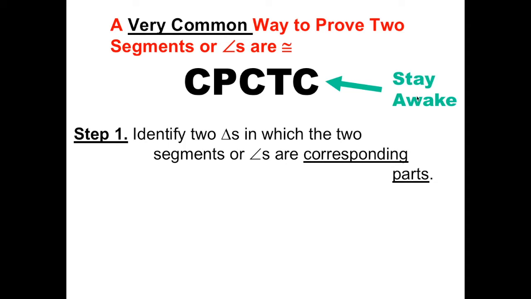Trust me. Step 1. Okay, so in order to do this, just to think about what we just did right now, you're trying to get two angles to be congruent. Can you use CPCTC? Well, you'd have to do the stuff first. Step 1, you'd have to identify two triangles in which the two segments or the angles you're trying to get congruent are corresponding parts.